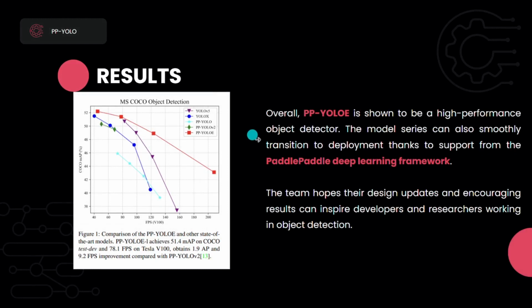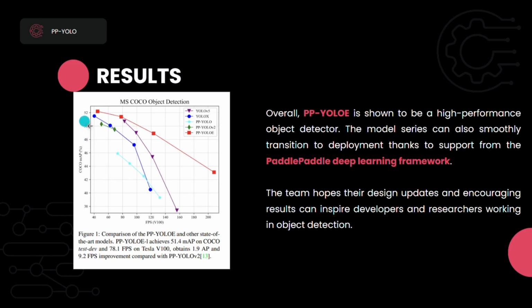Overall, PP-YOLOe is shown to be a high-performance object detector. The model series can smoothly transition to deployment thanks to support from the Paddle deep learning framework. The team hopes their design updates and encouraging results can inspire developers and researchers working in object detection.